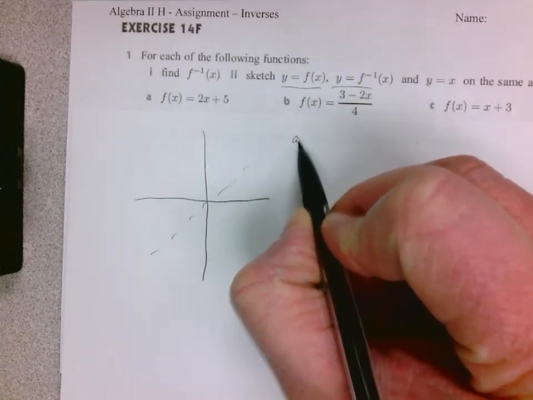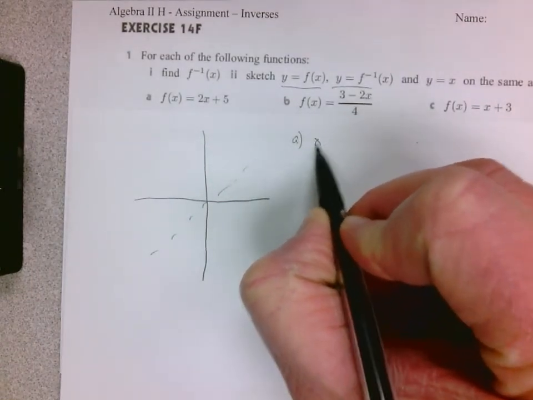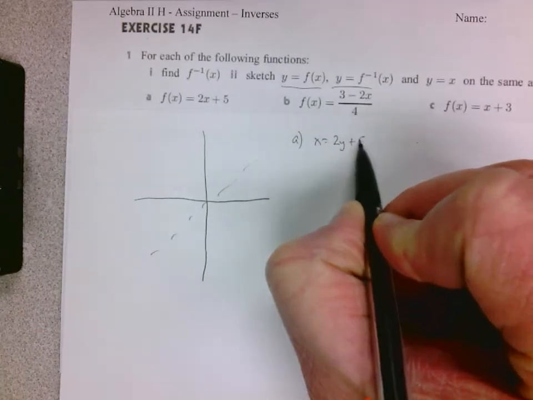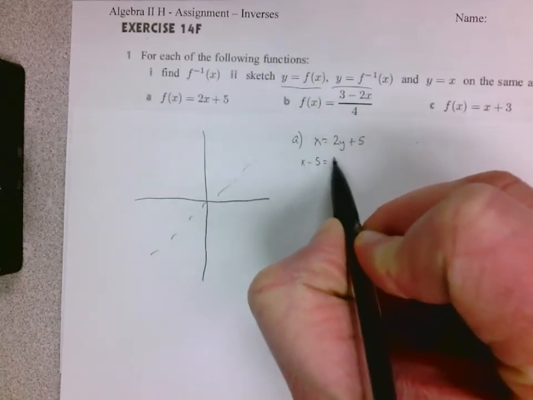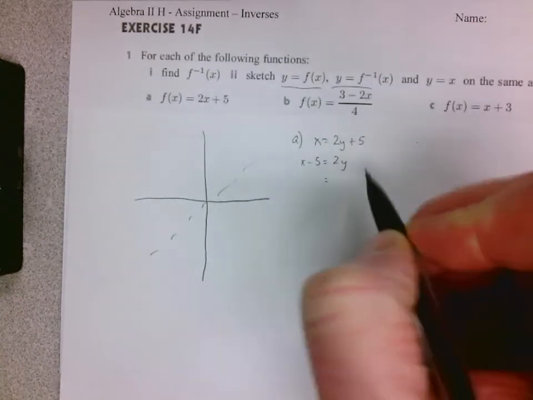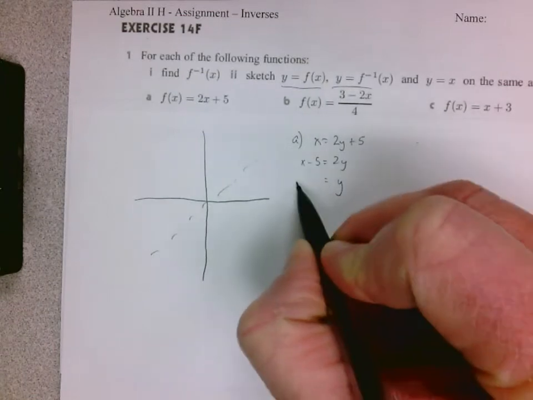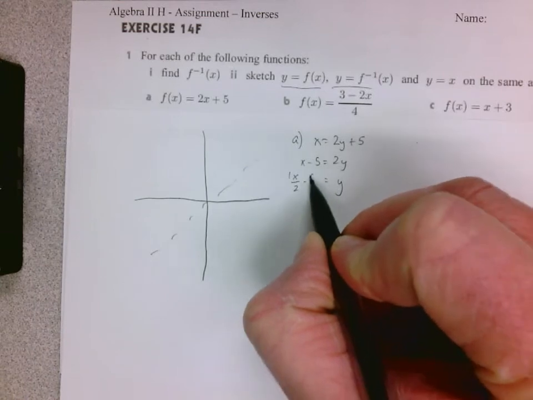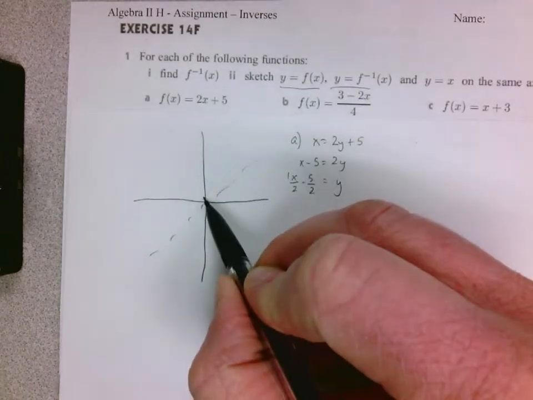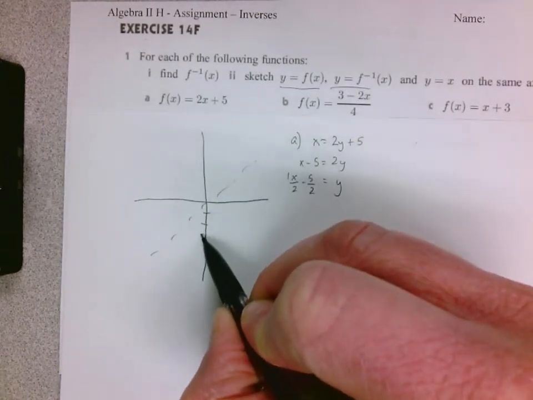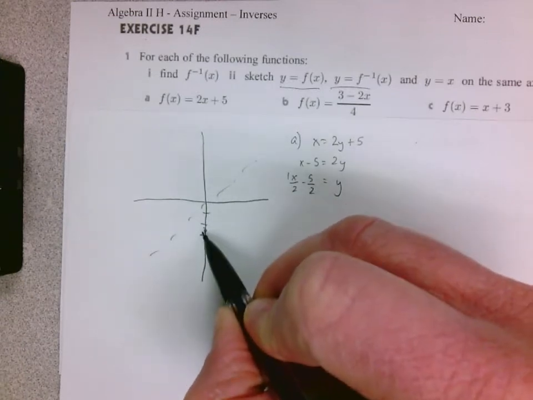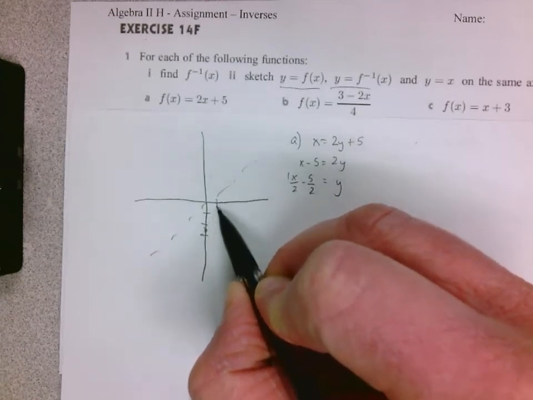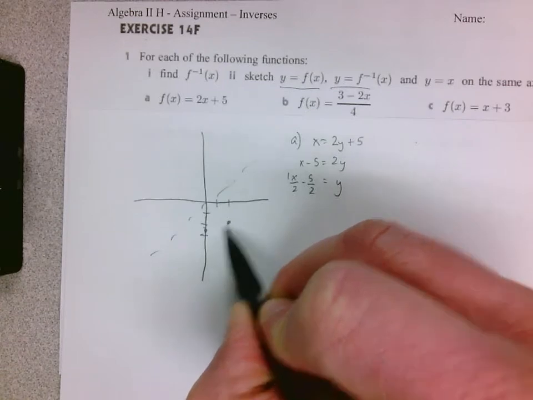So for A, x equals 2y plus 5, and you solve for y. So that's x over 2, or 1/2 x, minus 5/2, which is 2.5. So up 1 to the right 2. There's your line.